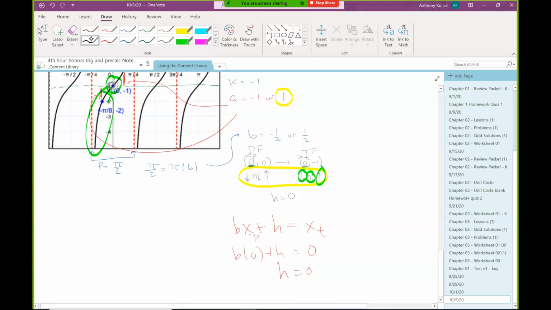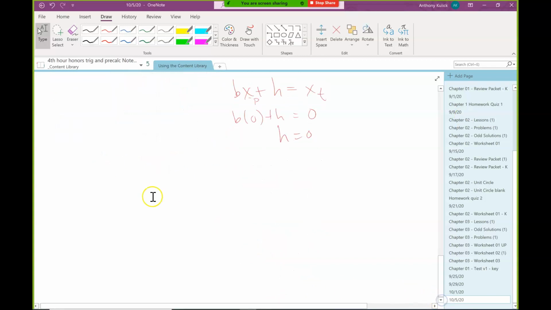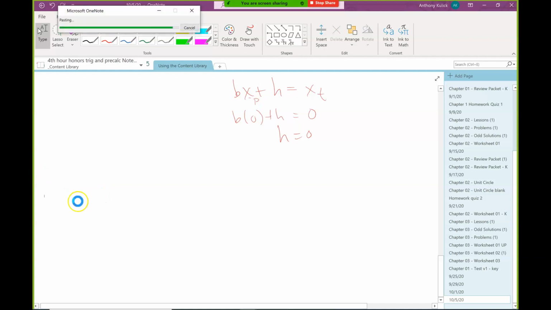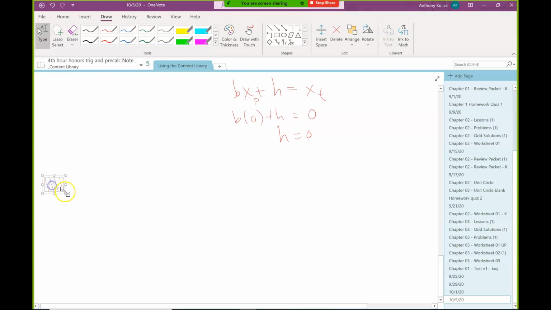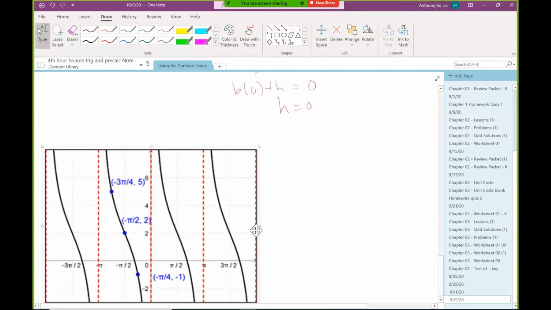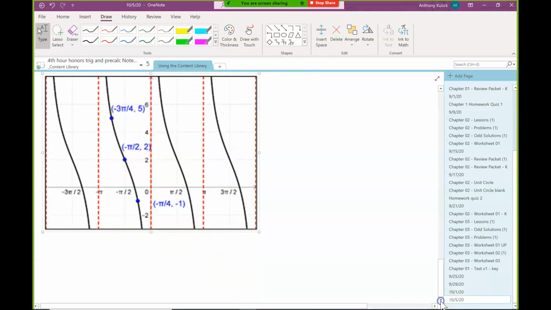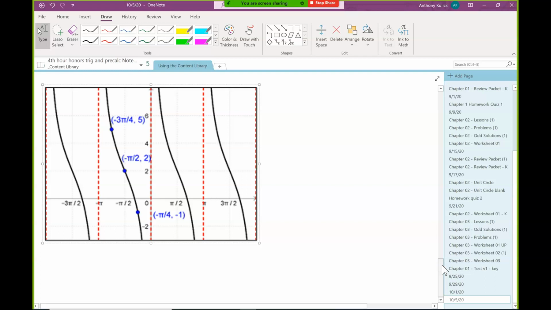You want to do another one of these? Sure. I think I have another one in here. Oh, good, I do. Shoot. Itty bitty little thing. There we go.